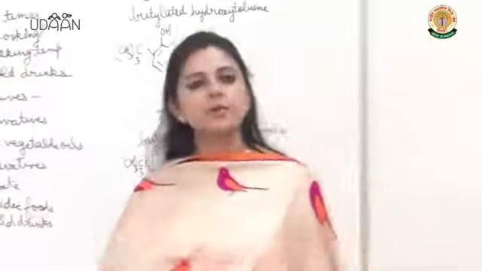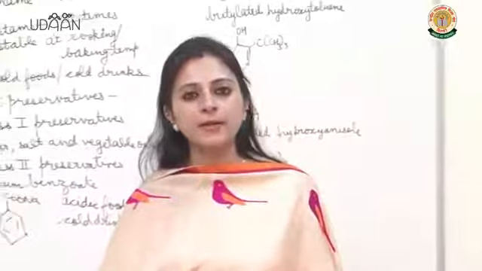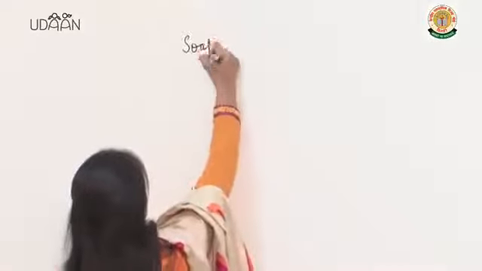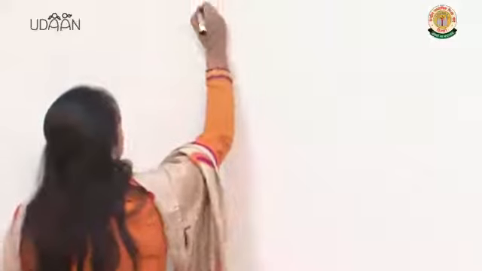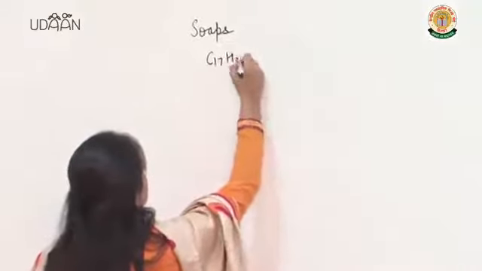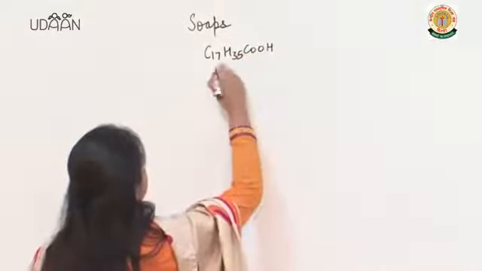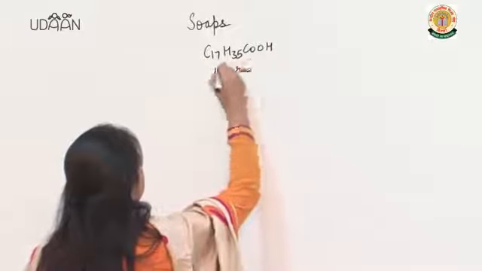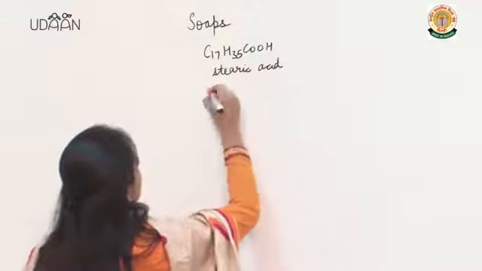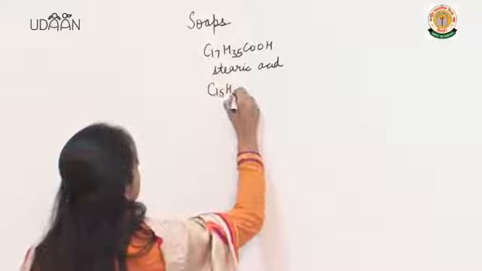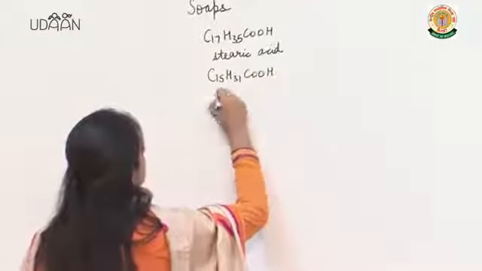Now we will study about the soaps and detergents. Now we will study about the cleansing agents like soaps. Now what are soaps? Soaps are the sodium or potassium salts of higher fatty acids, like we have stearic acid, we have palmitic acid.